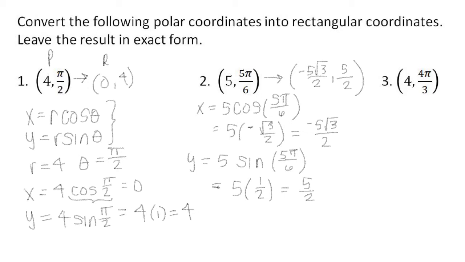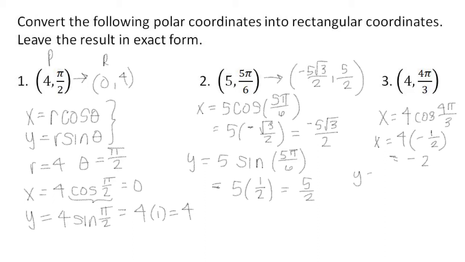And we're going to use the same process for number 3. So x equals r times cosine of 4 pi over 3. And I believe 4 pi over 3 is in the third quadrant. So that's going to be x equals 4 times, well, cosine of 4 pi over 3, I think that's negative 1/2. And so x is going to be negative 2.